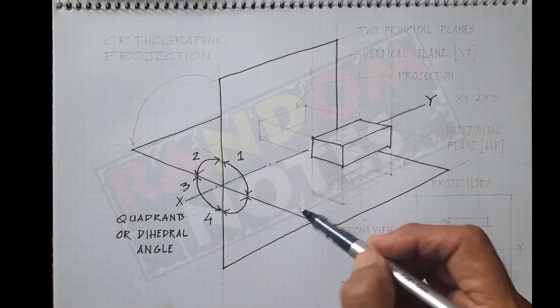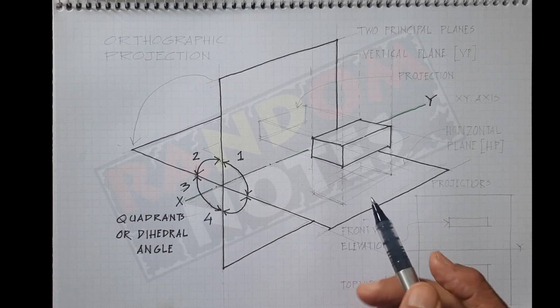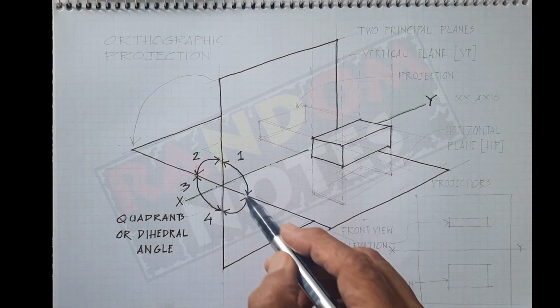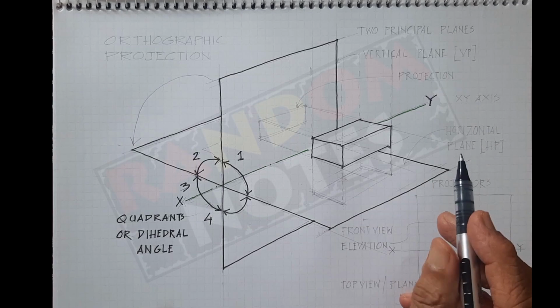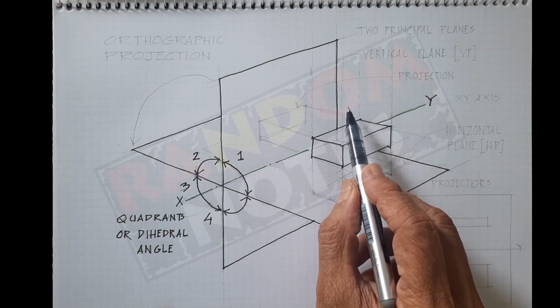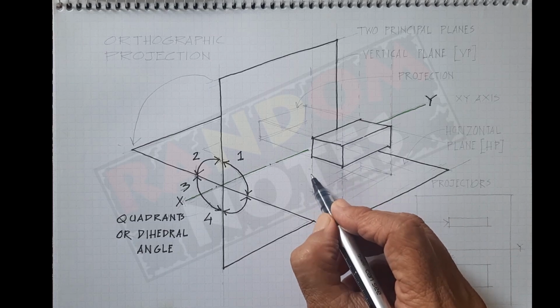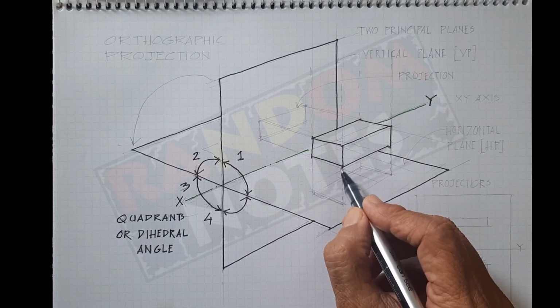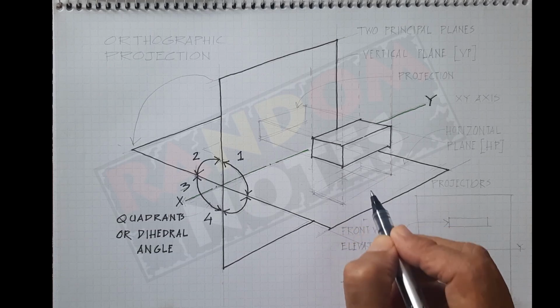How are these planes useful? First, let us understand. For our purpose, we are going to do things in the first quadrant only. Now for me to be able to make the plan or the top view of this cuboid, I will have to take my projections down to the horizontal plane.